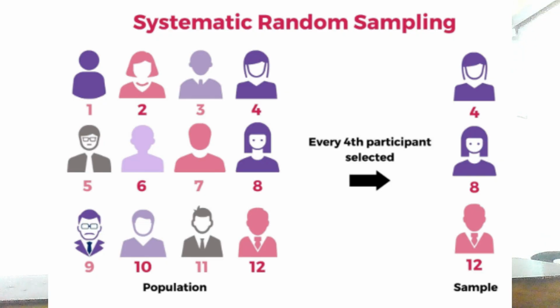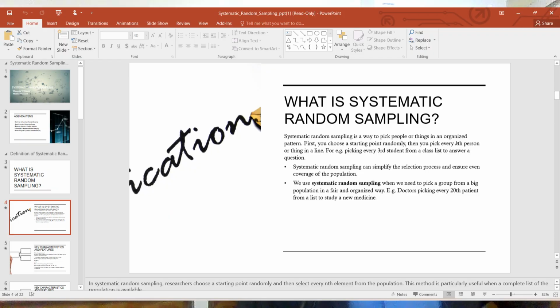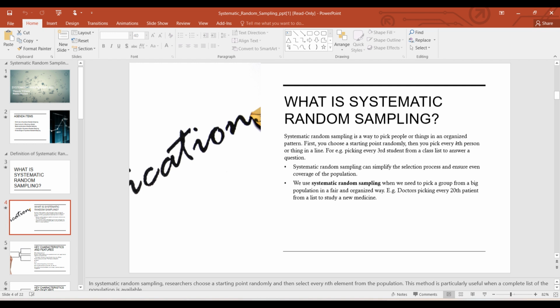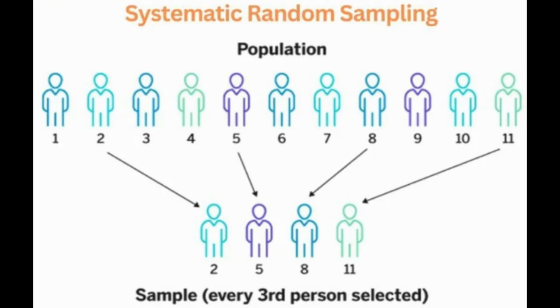It is a probability sampling technique where elements are selected from an ordered population or group of things at regular intervals. It is a simpler alternative to simple random sampling and ensures even coverage of the population, or again, listing of items. So it works by firstly defining the population or the grouping or listing of items.